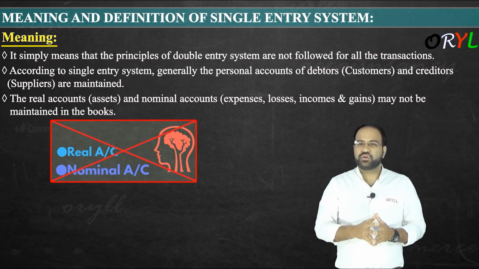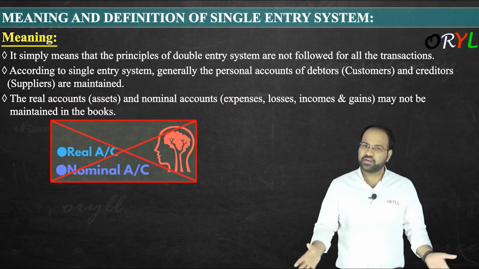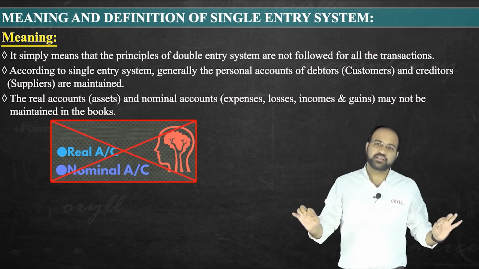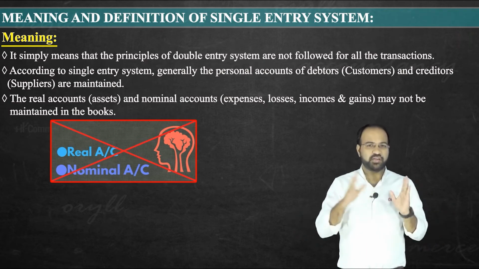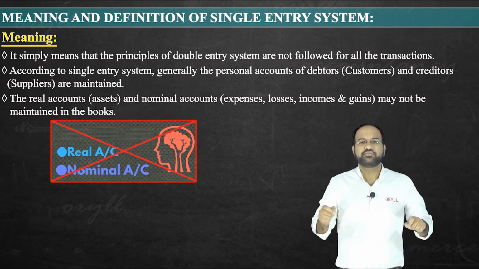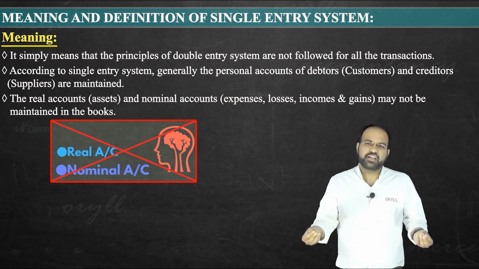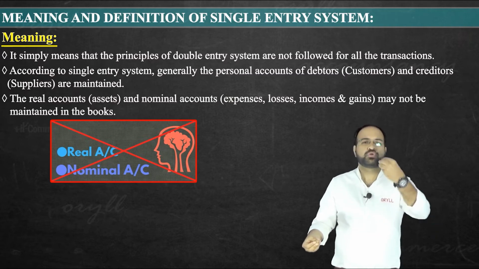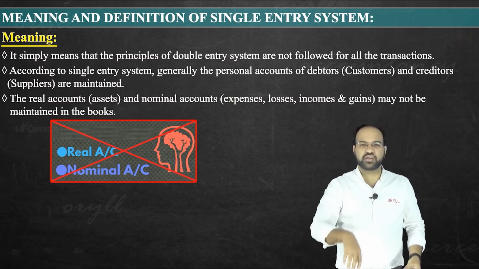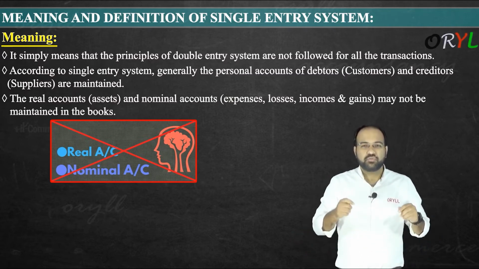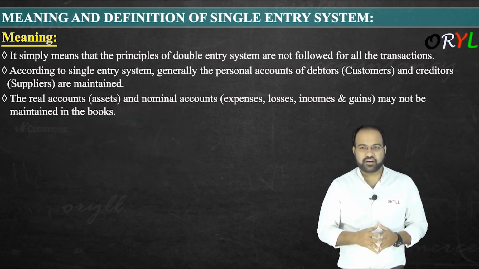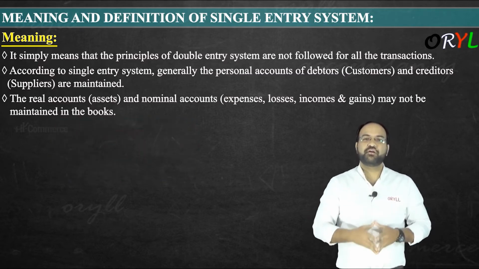Got it? So in simple words, guys, what do you mean by single entry system? Sir, here we are not following the double entry system concept, that is the debit credit concept. Here we are recording generally only two things: how many goods we sold to the customers and how much of goods we purchased from the supplier. That's it. The rest will not be recorded or may not be recorded in this single entry system. Got it? So this is the meaning of single entry system.